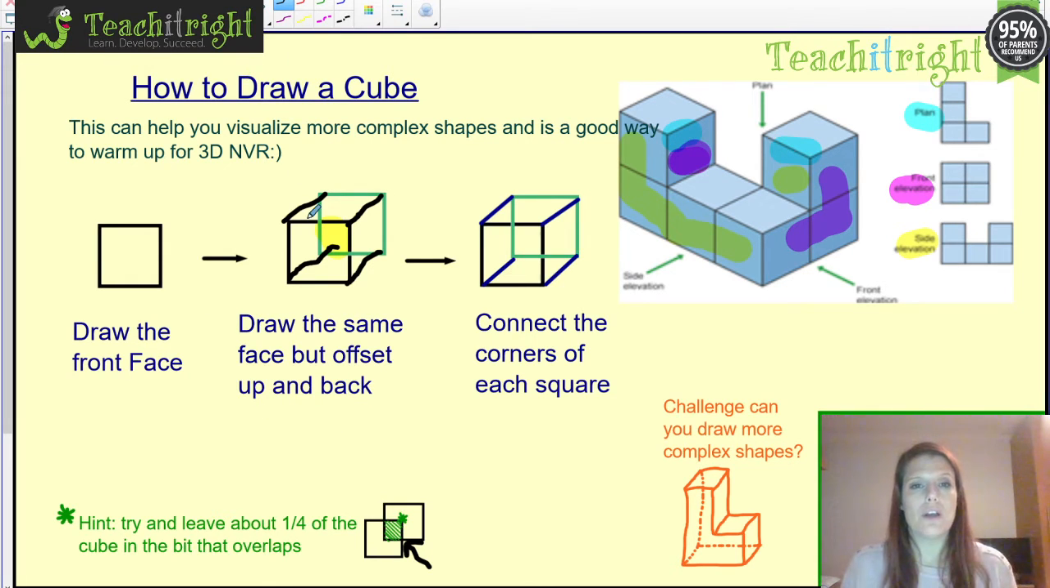And you have a bit of time now. Use your jotters, take a bit of time and practice drawing a cube. And also, can you then try and use those skills to draw more complex shapes? You can see in the bottom right there next to my face, we've got a three-dimensional L shape. Try and draw some more complex shapes using the same kind of skill. Pause the video while you do that and then come back and join us.